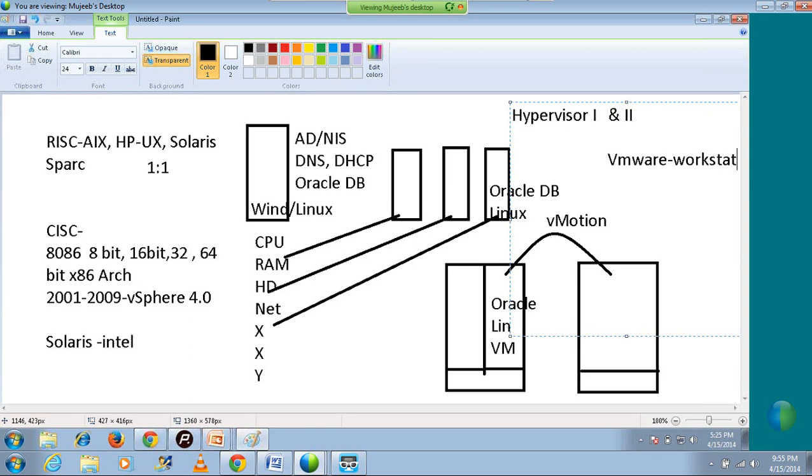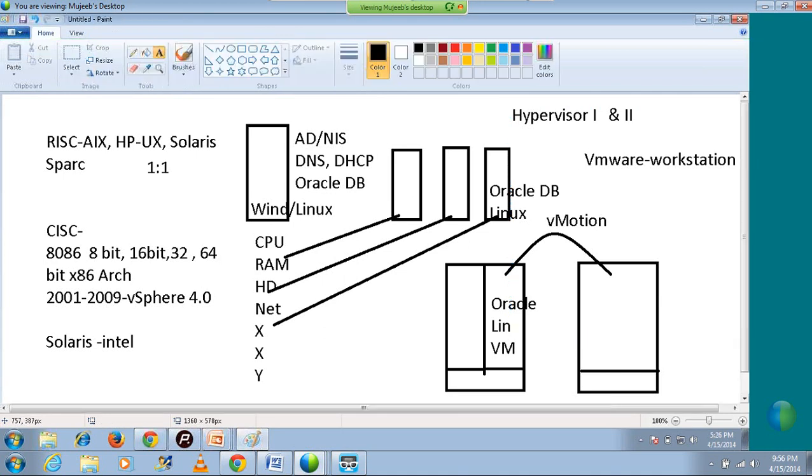Let me talk about type 1 hypervisors. Type 1 hypervisors do not require any base operating system. They run directly on the hardware. These are also called bare metal hypervisors. Type 1 hypervisor, bare metal hypervisor, or server virtualization products, all are the same. VMware also develops type 1 hypervisors, and the product is called VMware vSphere. VMware vSphere is the type 1 hypervisor from VMware, and there are other organizations as well.